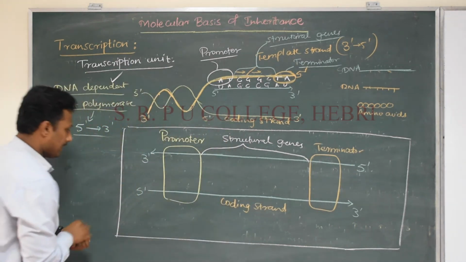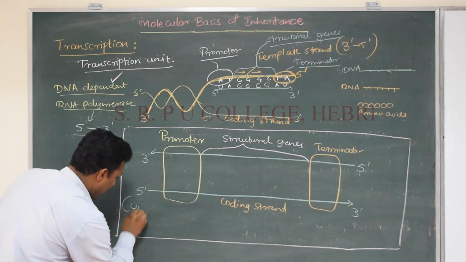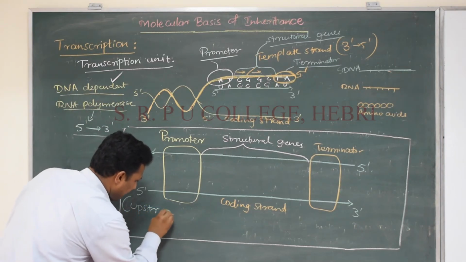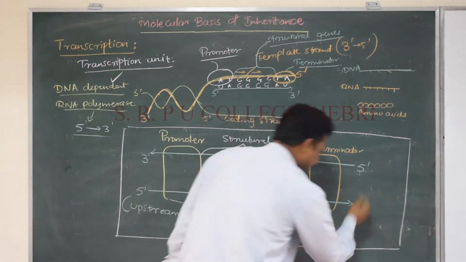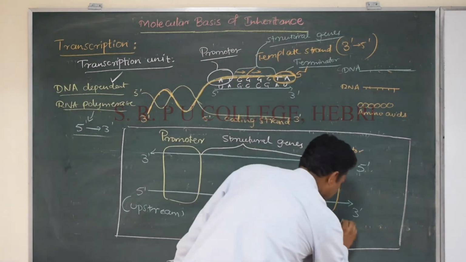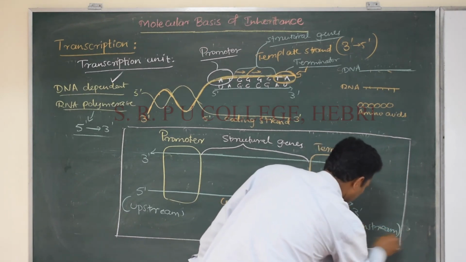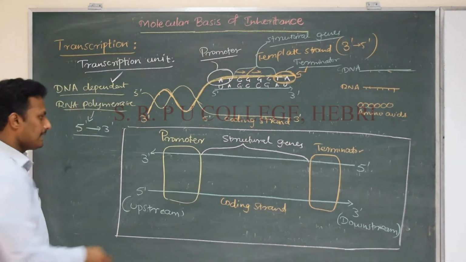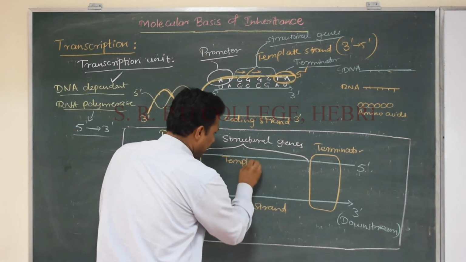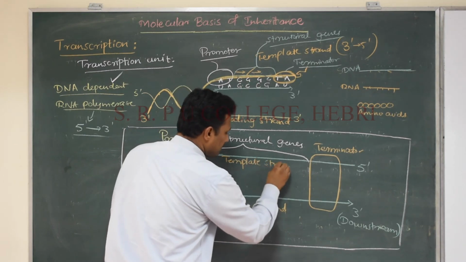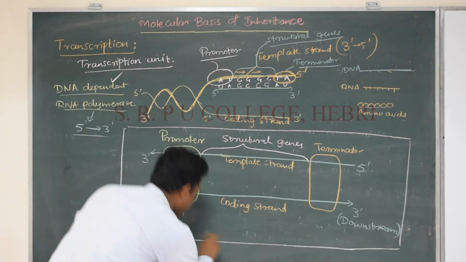The 5' terminal of the coding strand is also called upstream, and the 3' terminal of the coding strand is also called downstream. Remember, this is the coding strand and this one is the template strand. Okay, so this is the structure of the transcription unit.